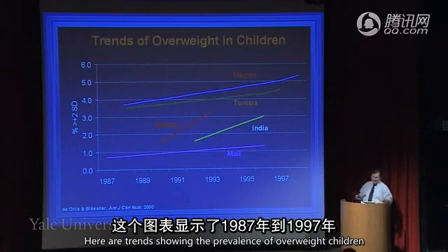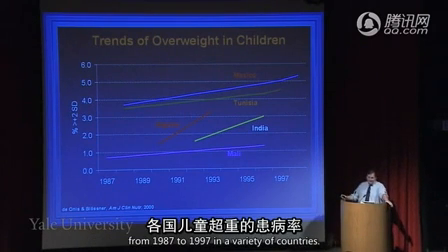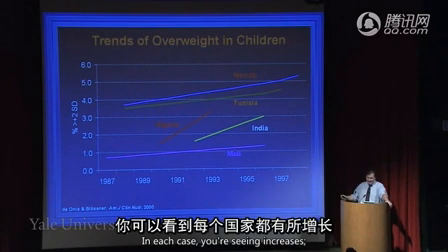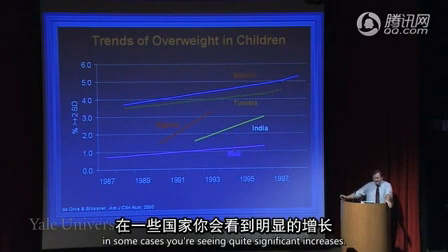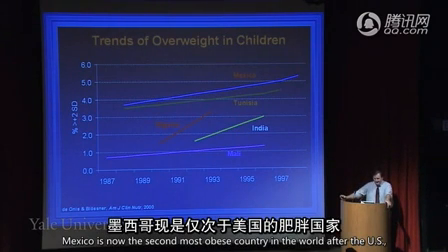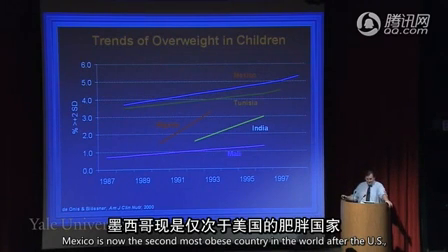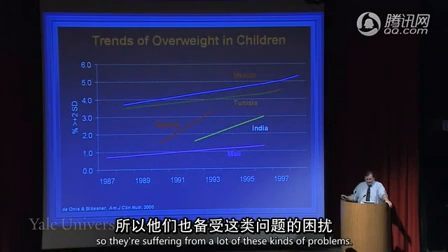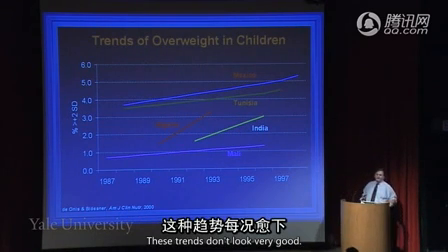Here are trends showing the prevalence of overweight children from 1987 to 1997 in a variety of countries. So in each case, you're seeing increases. In some cases, you're seeing quite significant increases. Mexico is now the second most obese country in the world after the U.S. So they're suffering from a lot of these kinds of problems. So these trends don't look very good.